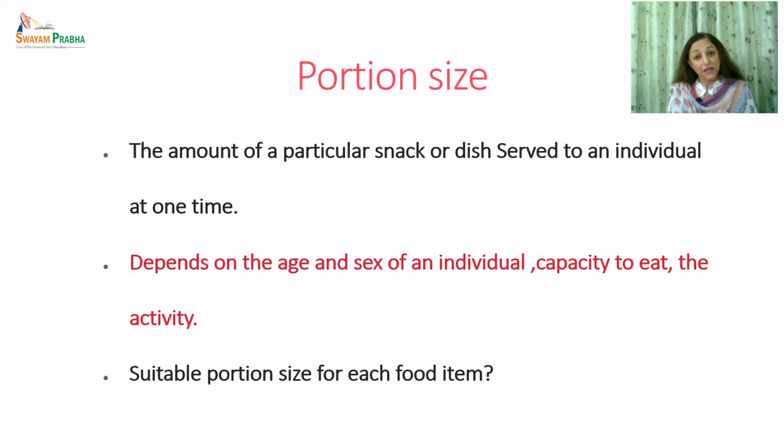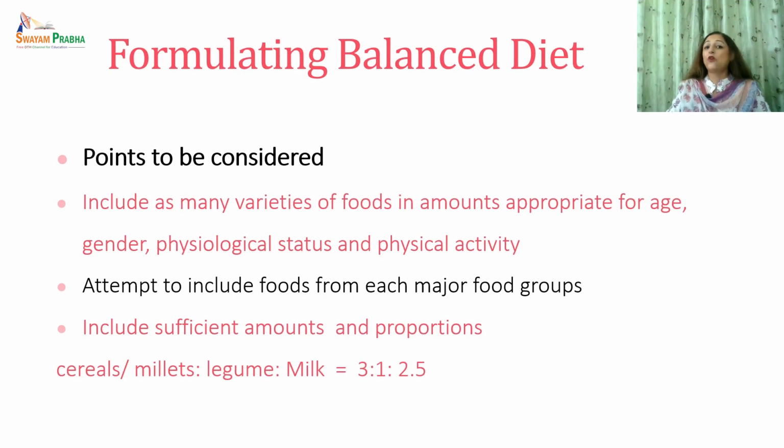And when we are including food from all the basic food groups and combining them with the right estimated portion size, we are able to successfully plan a balanced diet. So now once we have studied how to formulate a balanced diet, we need certain points which are to be considered while planning a balanced diet. So, what are these important points?